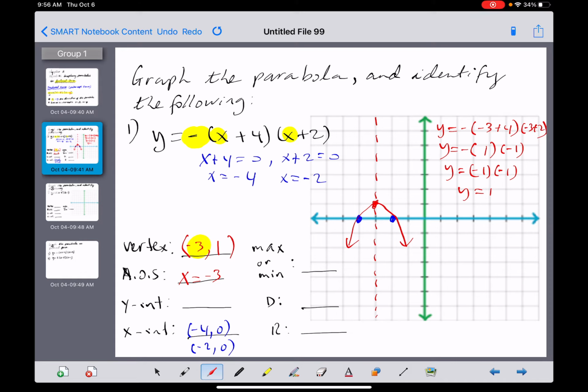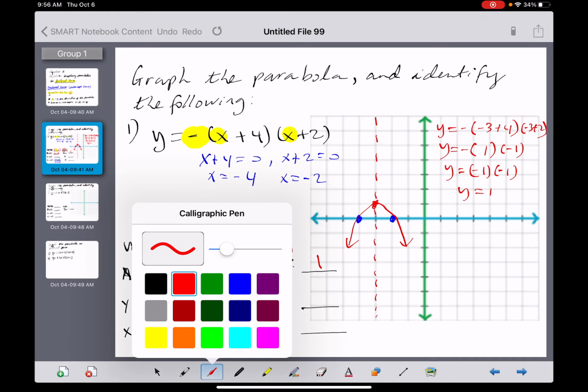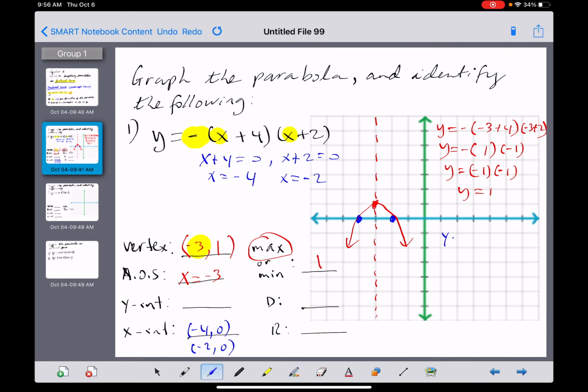From here we can get a lot of information. For example, since the graph is facing down, we know we have a max, and the max is at 1. For the y-intercept, remember we always let x be 0. So we plug 0 into the equation: y equals negative (0 plus 4)(0 plus 2). So y equals negative 4 times 2. If you multiply all of these out, you get negative 8. So my y-intercept is (0, negative 8).